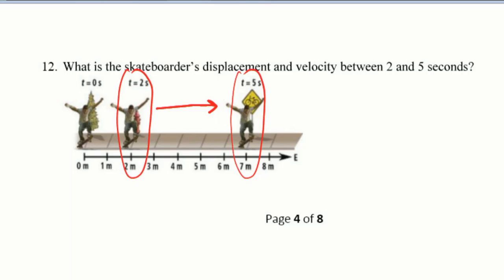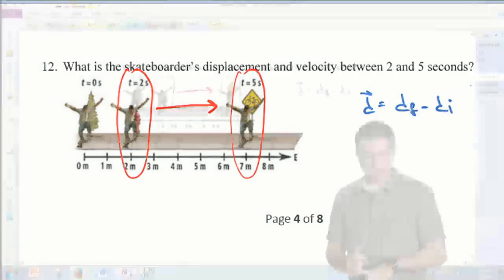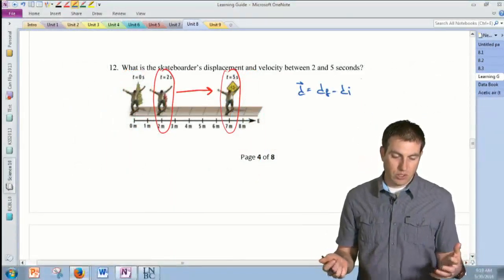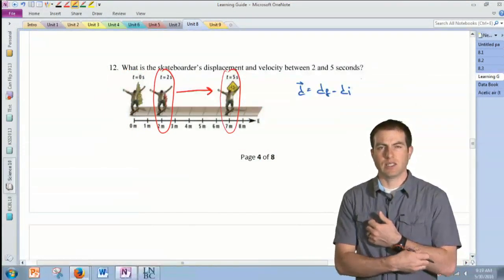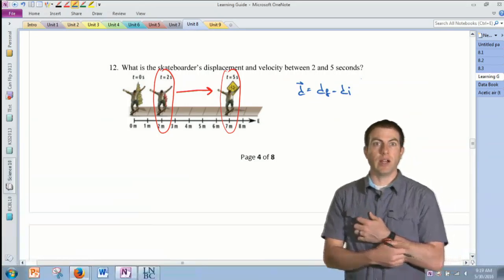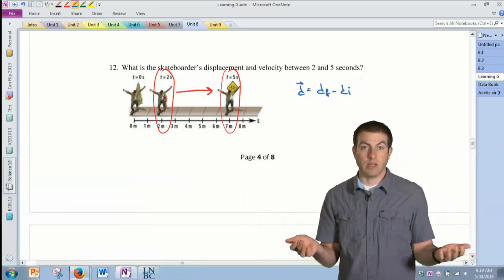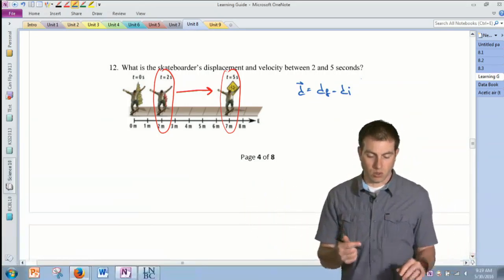So usually when we write down displacement, the actual definition for displacement, it's a vector, so sometimes you'll see a little arrow over top of it like that. It's a change in position. So it's your final position minus your initial position. And we haven't written anything like that before. And if you don't want to think of it in terms of that, that's fine. You can just think about where did he end and where did he start? And what was the change? How far did he go?